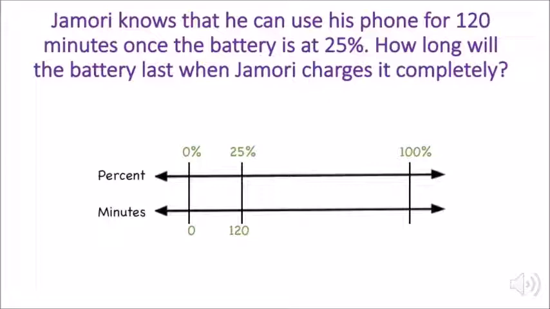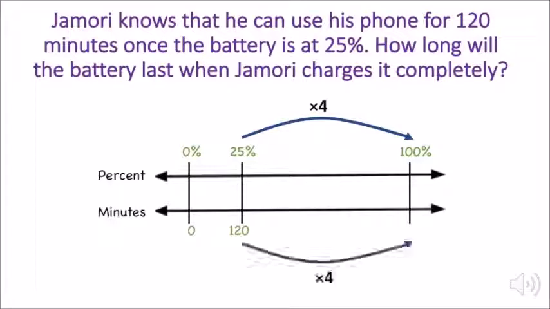If I now look for a pattern on how to get to 100%, I see that I can multiply 25% by 4 to get to 100%, so I can multiply 120 minutes by 4 to find out how many minutes the phone will last once it is at 100%. The phone will last 480 minutes once it is fully charged.